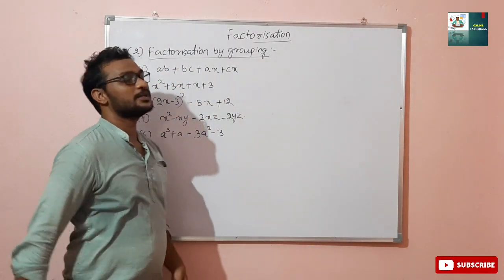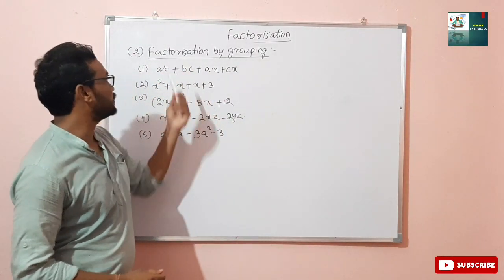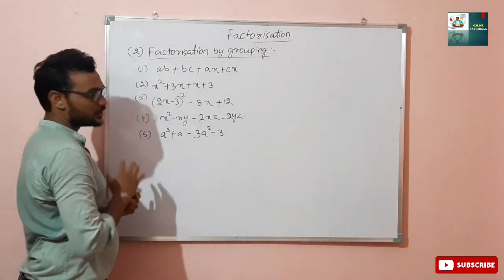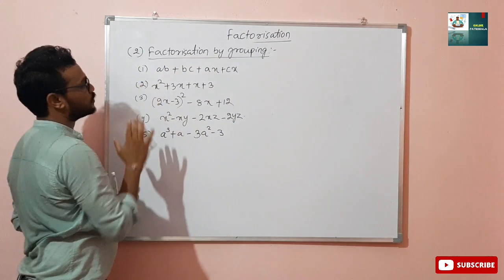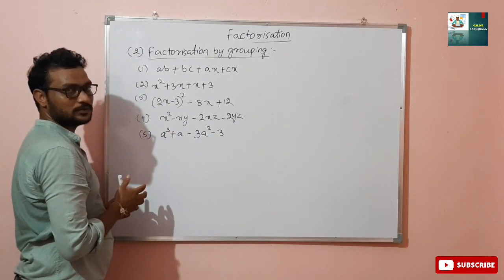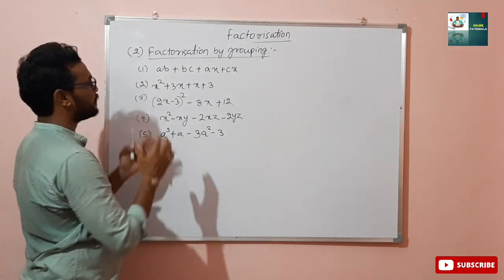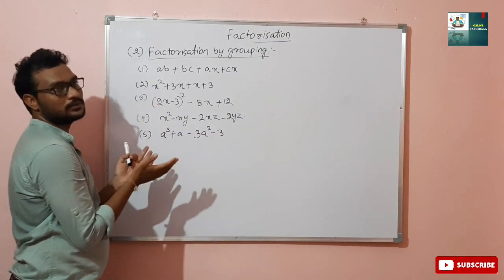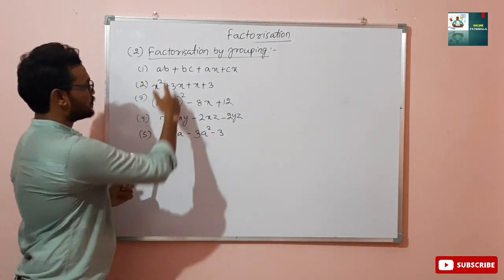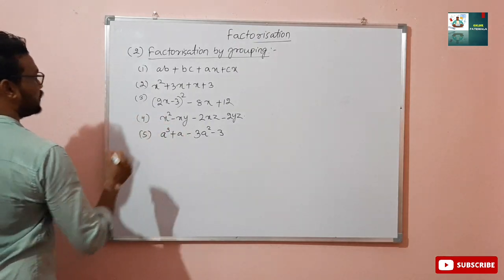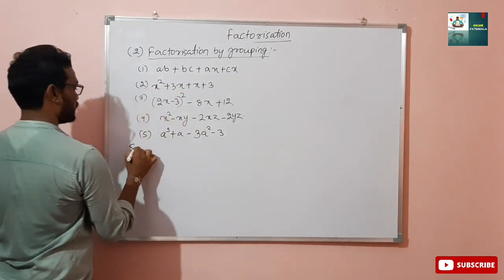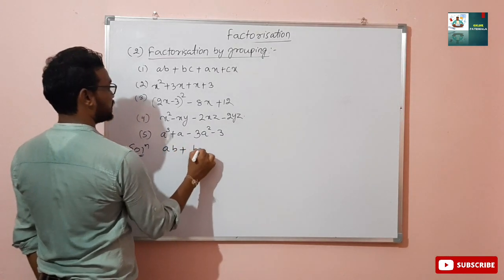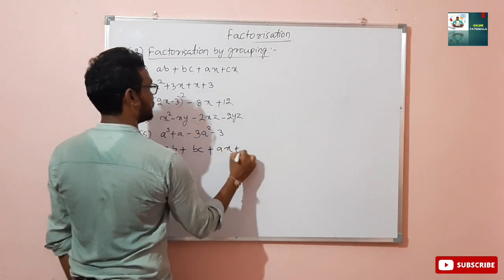So we have done the factorization by taking out the common factor. Now this one is factorization by grouping. So an expression is given, and in this expression some terms are given. So we have to make 2 terms as a group or 3 terms as a group as per the question. So look at the first question. I am going to write the solution. Question is given ab plus bc plus ax plus cx.